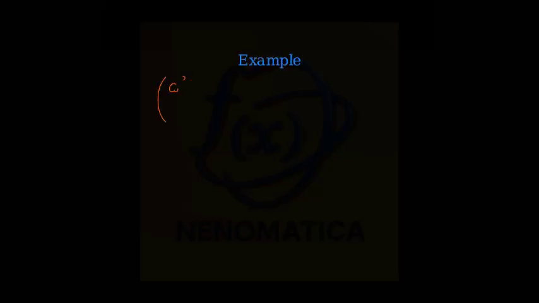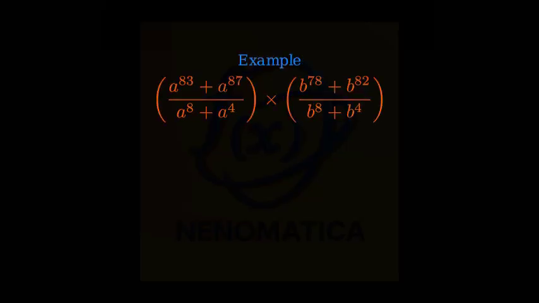Let's begin with our first example. If we have the expression a raised to the power of 83 plus a raised to the power of 87, all divided by a to the 8th plus a to the 4th, multiplied by b to the 78th plus b to the 82nd, all divided by b to the 8th plus b to the 4th. Let's solve this step by step.